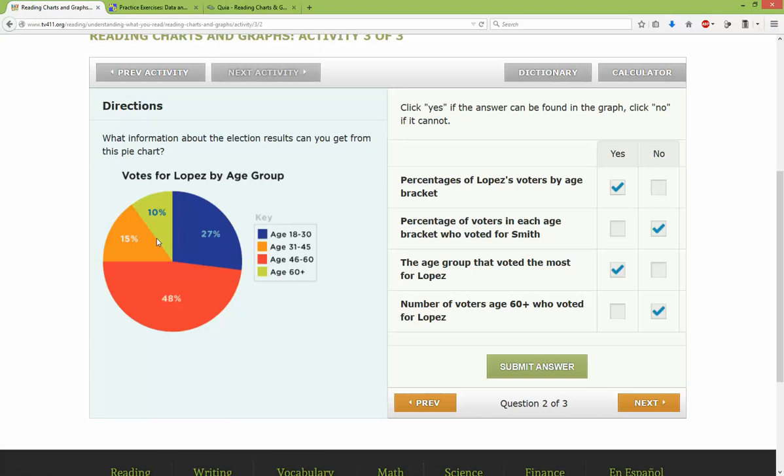And I say this one's a little ambiguous because it says the age group that voted the most for Lopez. We could say age 46 to 60 counted for 48% of Lopez's votes. But flipped around, we could imagine a chart for age 46 to 60 that was split up into this, 20% voted for Smith and 50% of those voters voted for Lopez, and something like that.